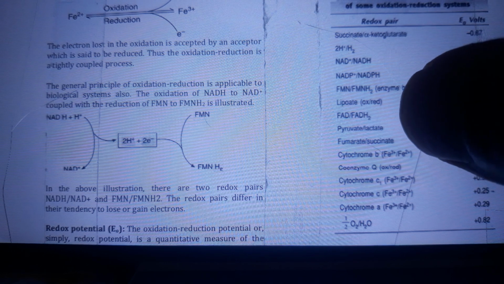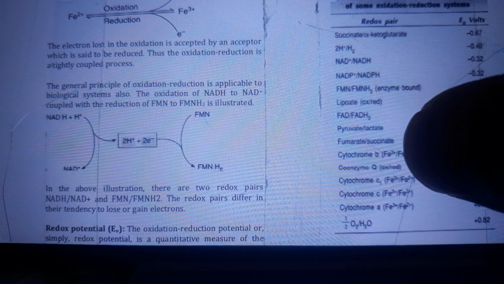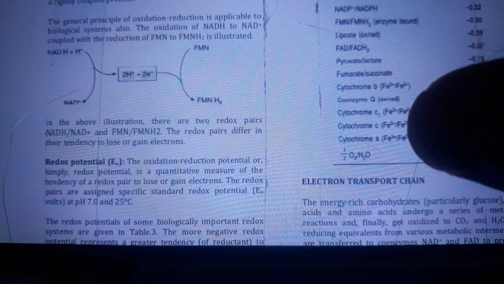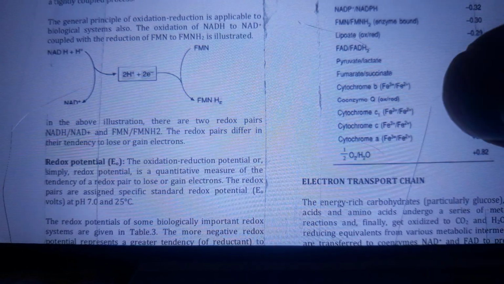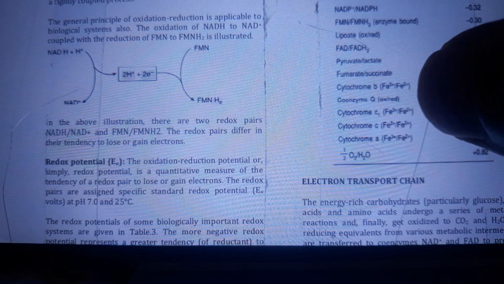The redox potential E is directly related to the change in the free energy, delta G0. So, standard redox potential of various oxidation-reduction systems.